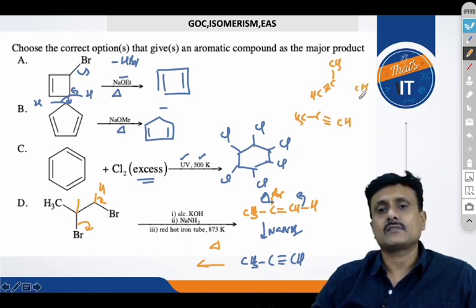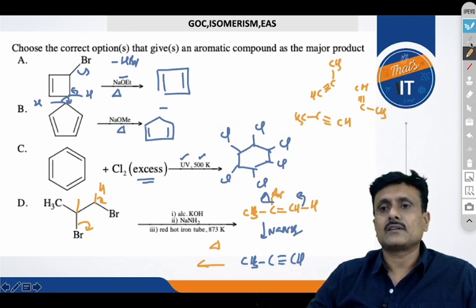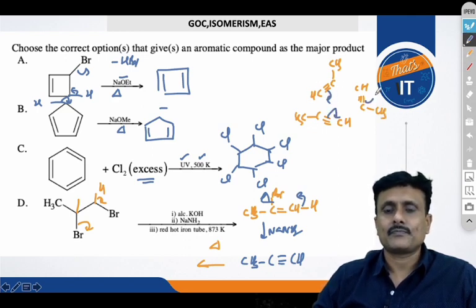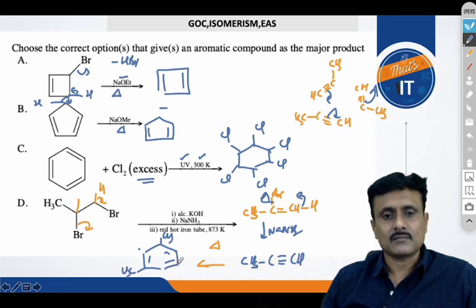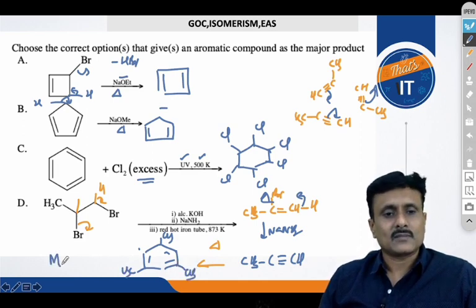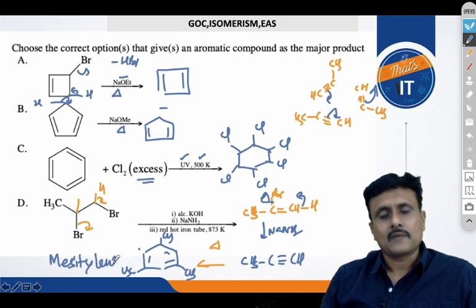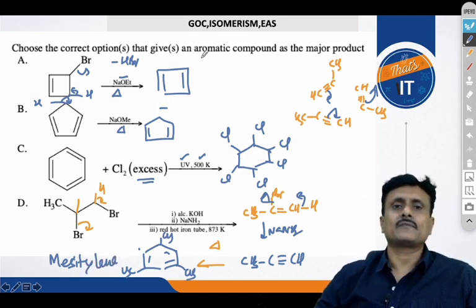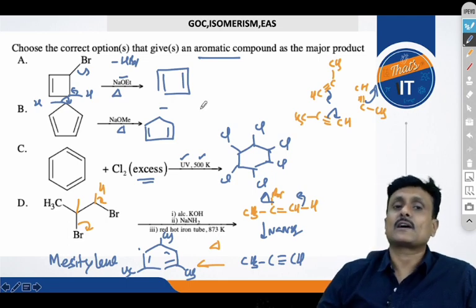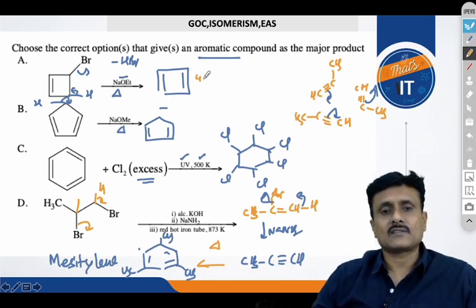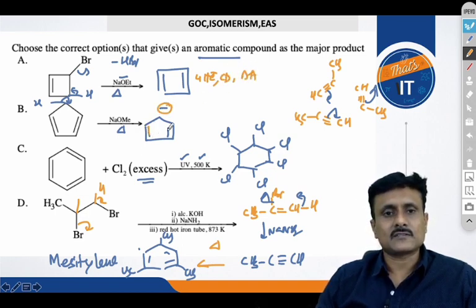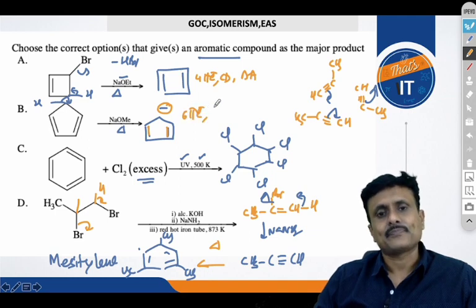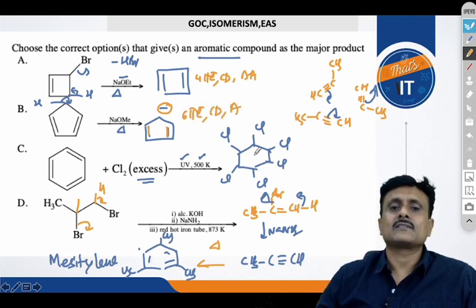You can see here that these are the starting compounds. So what is the product which is obtained? 135 trimethyl benzene is nothing but mesitylene, isn't it? So organic compounds, how many of the correct options are giving rise to the aromatic? You can see this has 4 pi electrons and cyclic delocalization, and it is anti-aromatic. This has total 6 pi electrons and cyclic delocalization. This is also aromatic. This is non-aromatic.